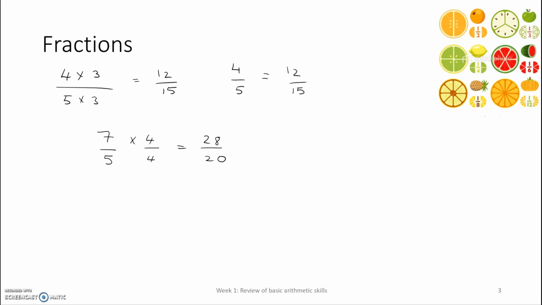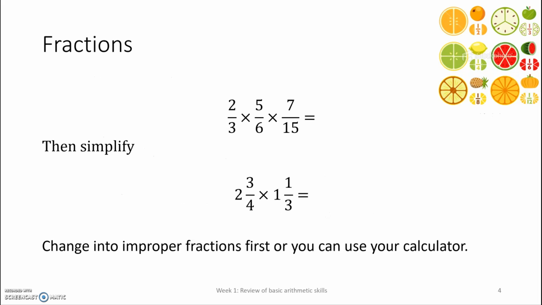Now this is much more useful if we're going in reverse. We can say 28 over 20 is equal to 7 times 4 over 5 times 4, which is equal to 7 over 5 times 4 over 4. And this bit is 1, so our final answer is 7 over 5. So the doing of it in reverse is the more useful thing.